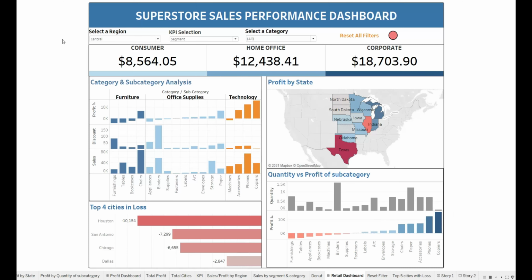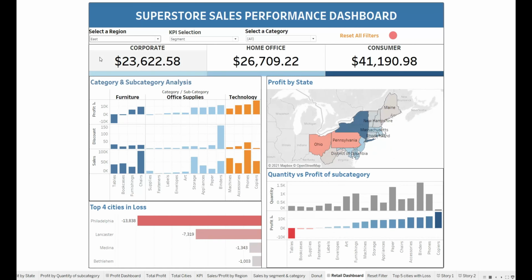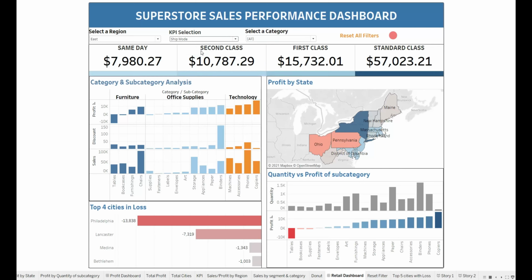Now let us analyze the other three regions. Let me reset all the filters and then select the East region. In the East region, the consumer segment has the highest amount of profit, whereas the corporate is the lowest. And with the ship mode, also we can see that the standard class is the highest, and the difference is quite vast.